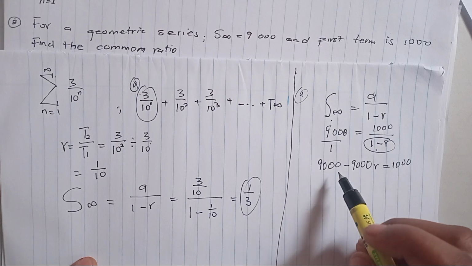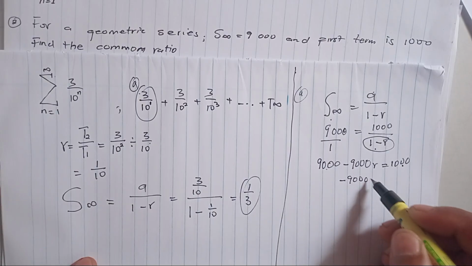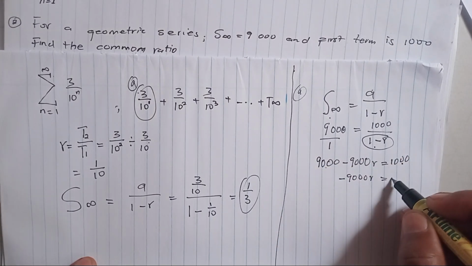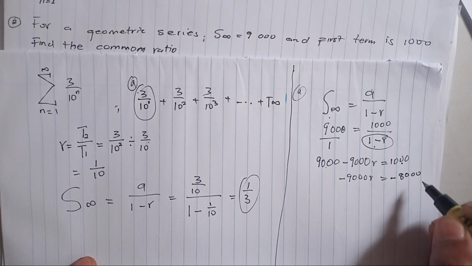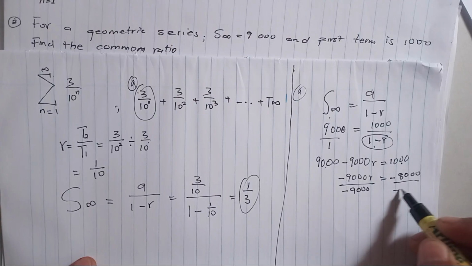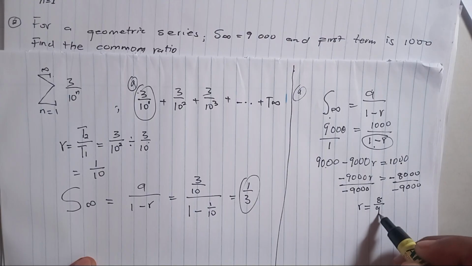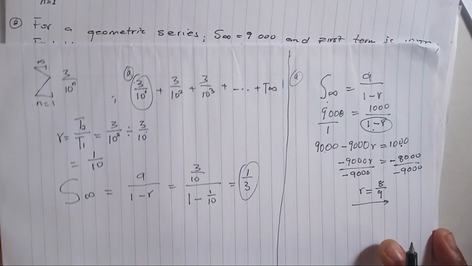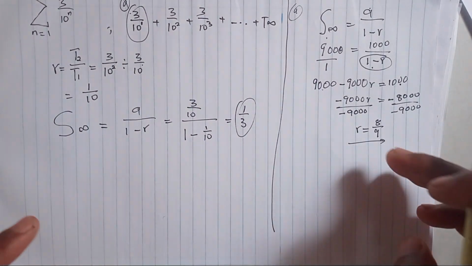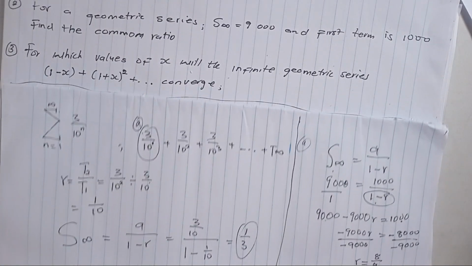Mathematics is flexible. So you take this one to the other side, you will have minus 9,000r equals, and then you take this one to the other side, you're going to have minus 8,000, right? And then you divide by minus 9,000, you divide by minus 9,000. And then our r is going to be 8 over 9. Can you see that indeed it's a sum of infinity because the ratio is between -1 and 1, where the numerator is less than the denominator. Right. So let's move to the last question.